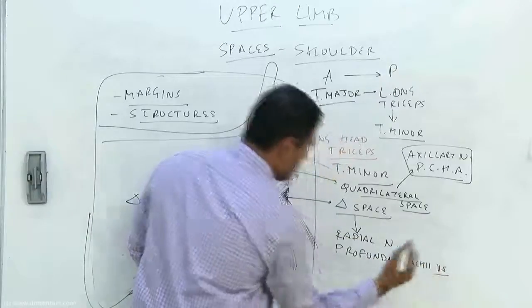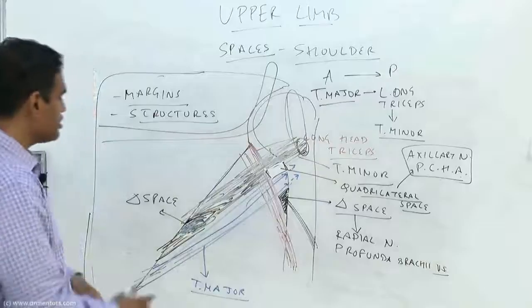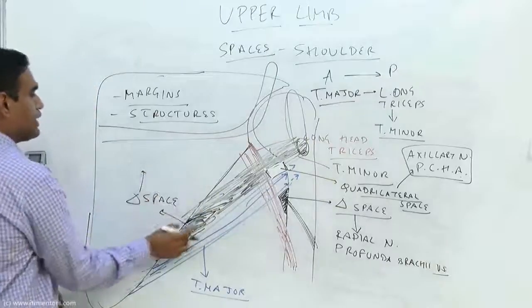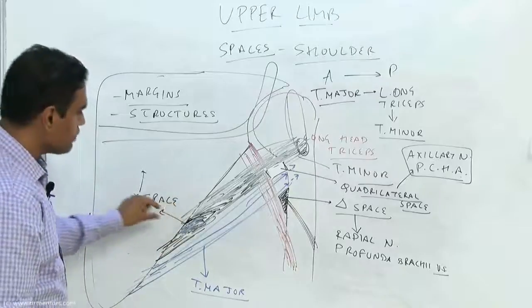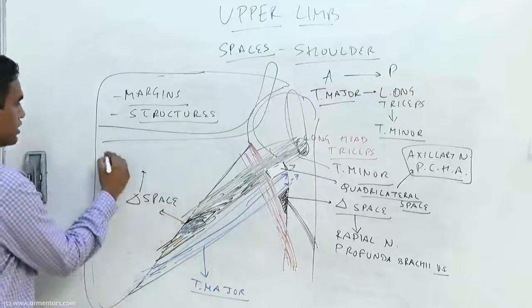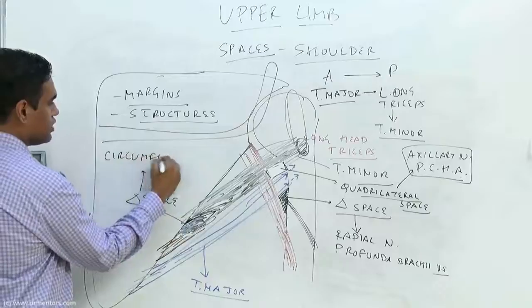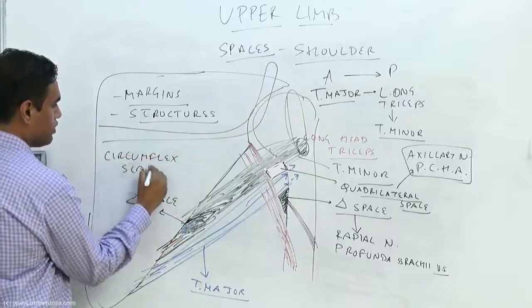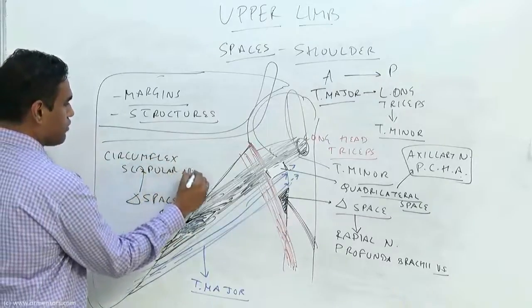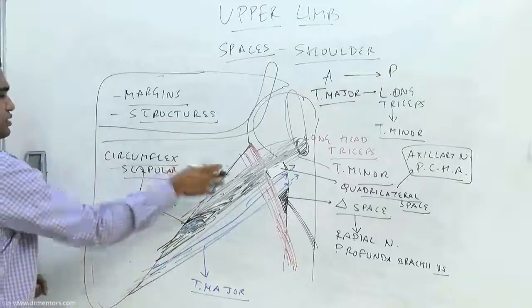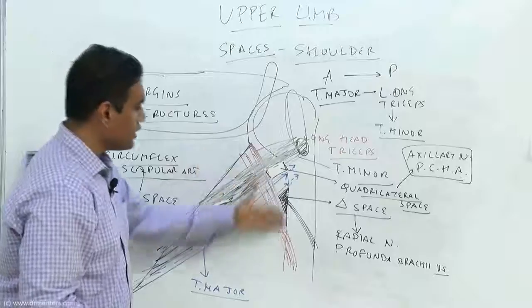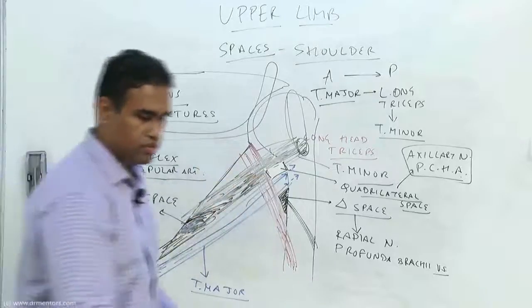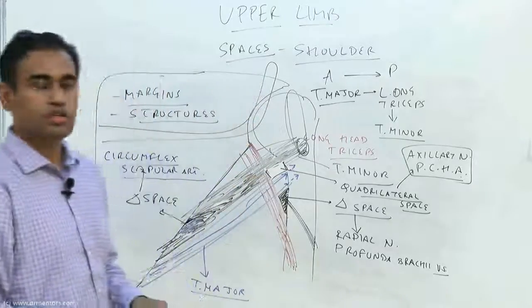While coming to the other triangular space, the content over here is the branch of subscapular artery which was participating in the scapular anastomosis, and that was our circumflex scapular artery. So these are the spaces, these are the boundaries, these are the contents. Questions normally come from this topic, the spaces around the shoulder region.